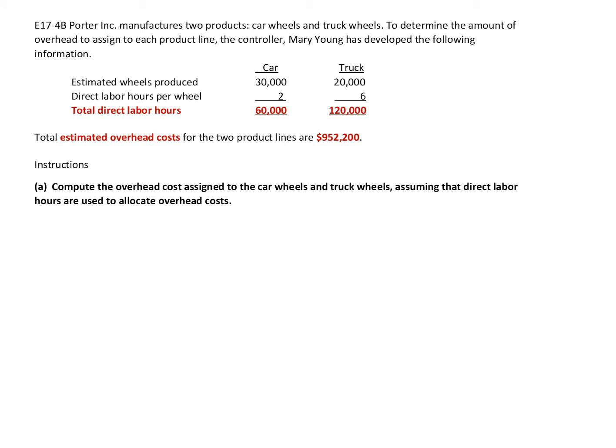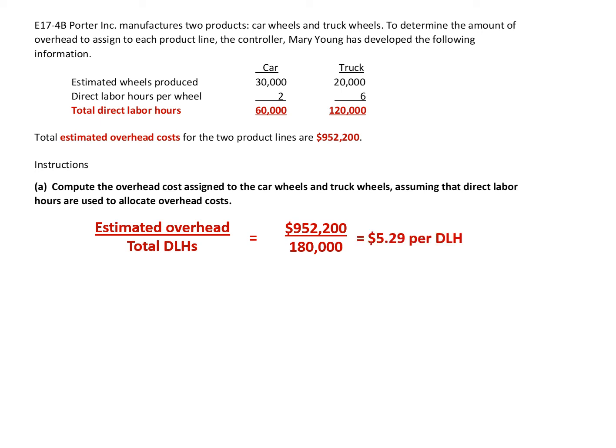All right, let's take a look at our last exercise. The first thing we want to do is determine the overhead that we would assign to car wheels and truck wheels, assuming direct labor hours are used. So we're going to use the traditional method. We're going to take our estimated overhead cost, $952,200, which is given to us, and divide by our total direct labor hours, in this case 180,000, to arrive at our predetermined overhead rate of $5.29 per direct labor hour.